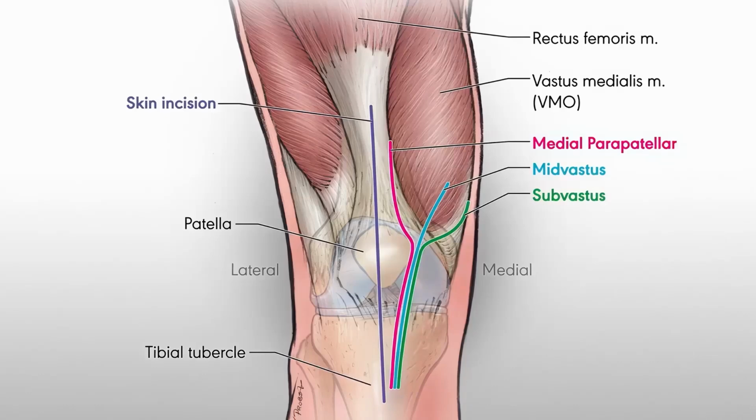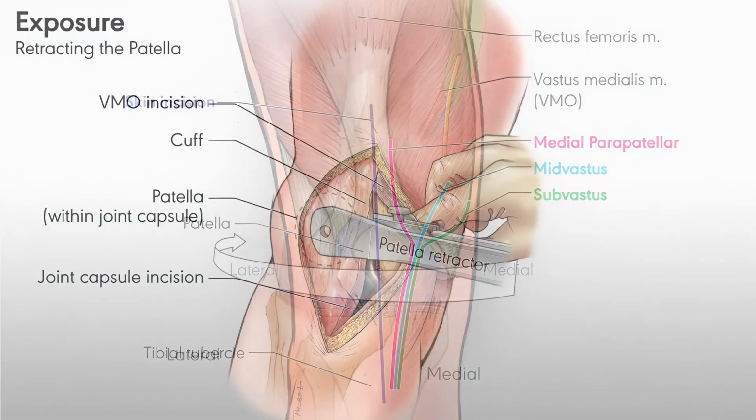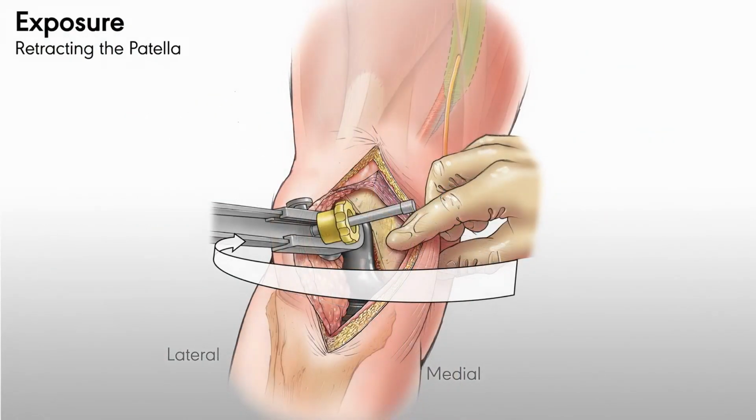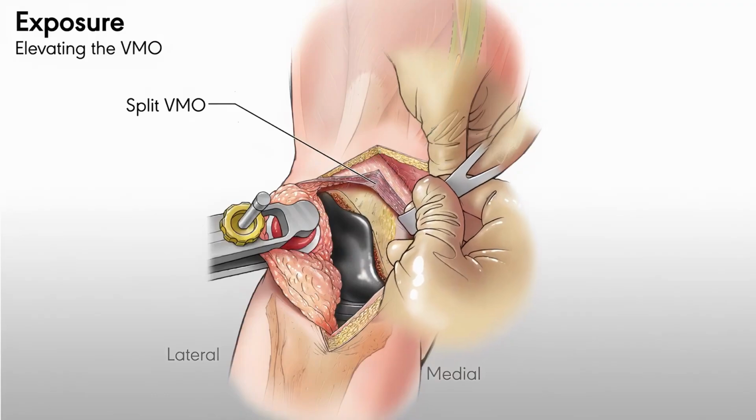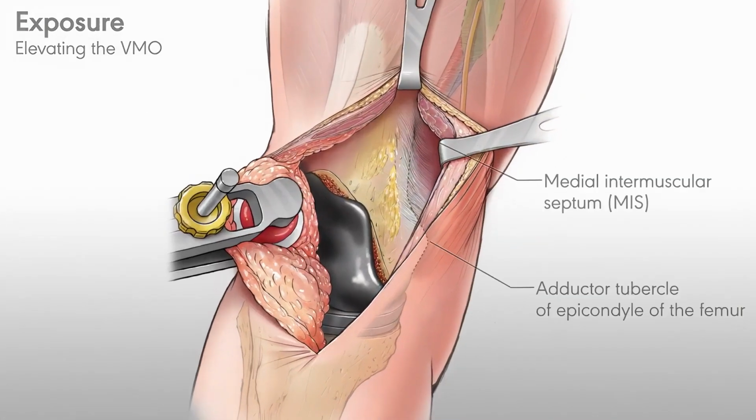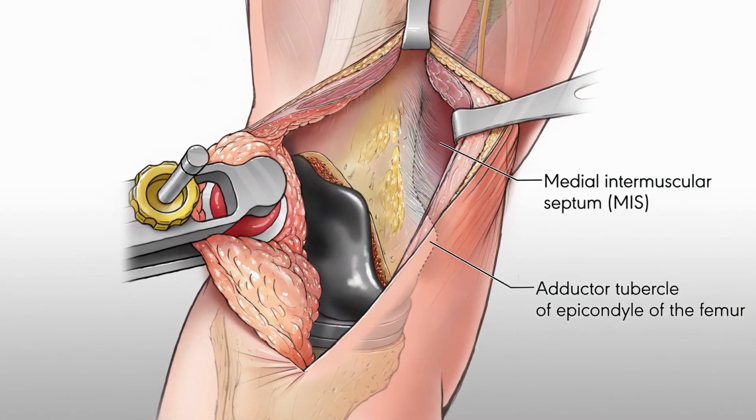The catheter can be inserted during the standard approach for TKA. The catheter is placed after the implant is positioned while the cement is curing, thus not adding time to the operative procedure. Identify the adductor tubercle of the epicondyle of the femur.